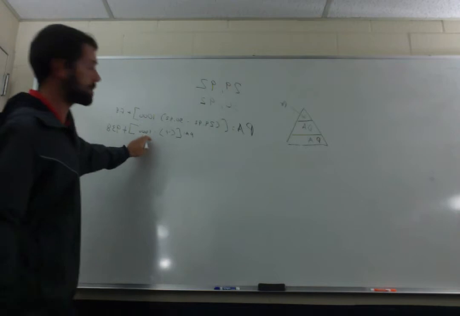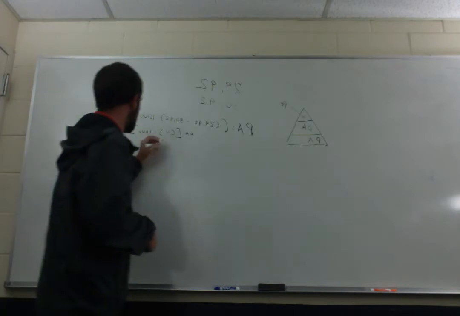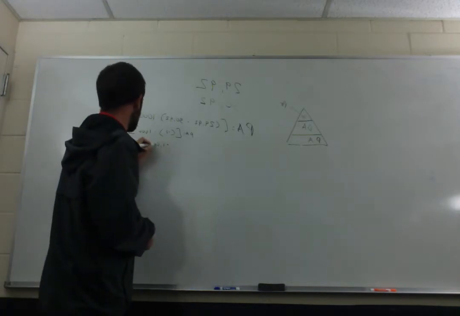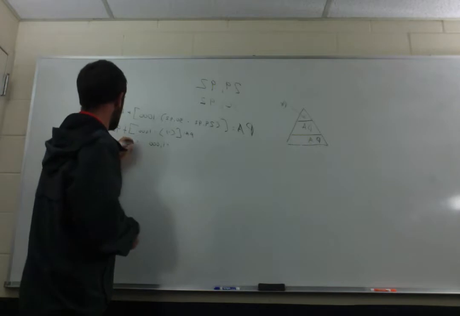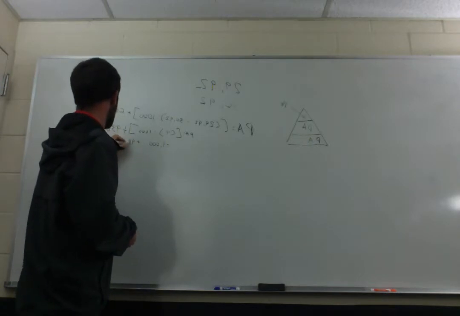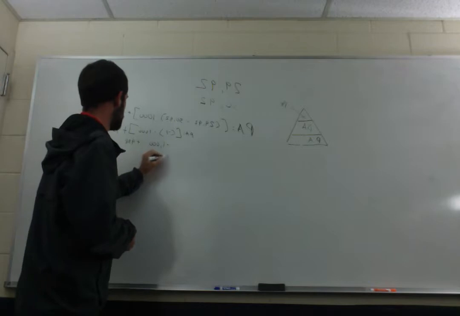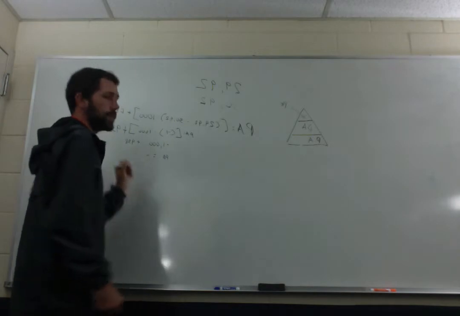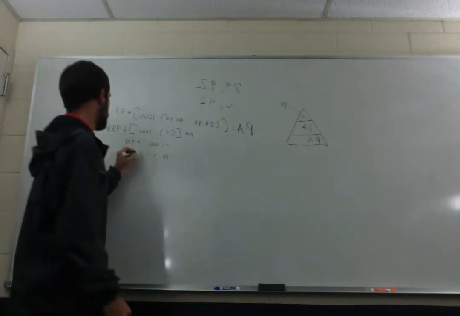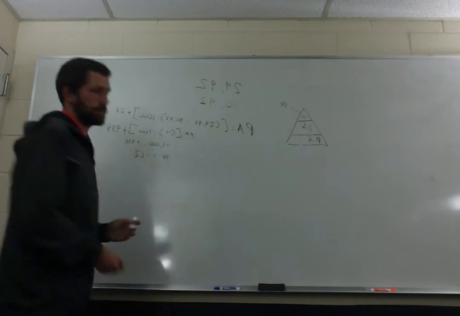So negative 1 times 1,000. Negative 1,000. Very good. And then plus 938. My answer is going to come up to what? Negative 62. Correct. All right. So now I understand my pressure altitude.